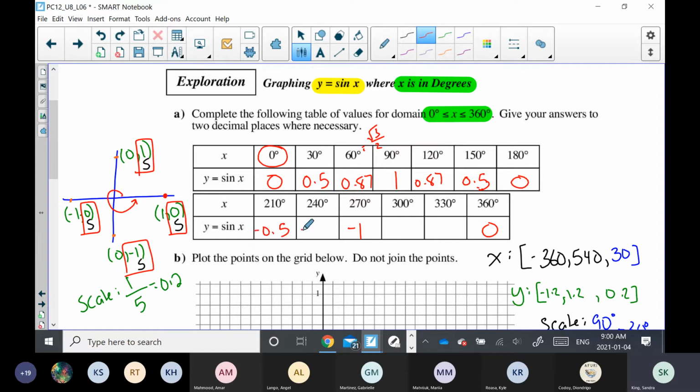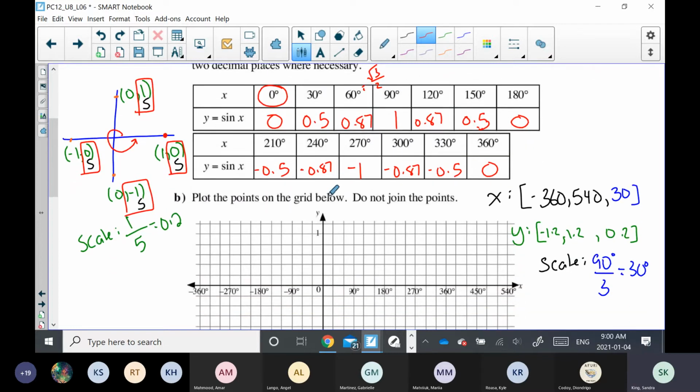240 degrees is -0.87. 300 degrees is -0.87. And 330 is -0.5. Okay, so now that we have this, let's graph this. So at 0 degrees, which is right here, because this is our degrees, it's going to be at 0. Then I'm going to jump over to 90, and I'm going to put a dot at 1. So at 90 degrees, it's that 1.